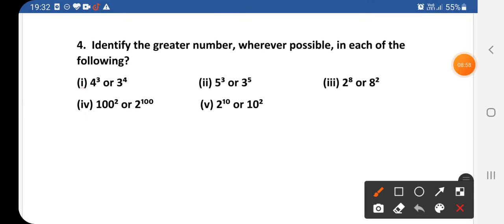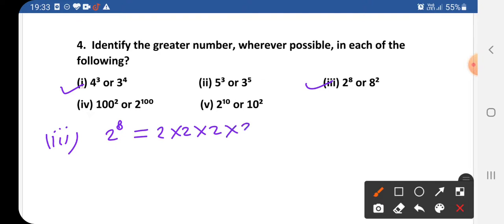Identify the greater number wherever possible in each of the following. Okay, let's see. Out of these two, which is greater? It is very simple to find out. I'm just doing this one. Third, 2 to the power 8. What's the value of this? 2 into 2 into 2 into 2, 2 multiplied by itself 8 times.